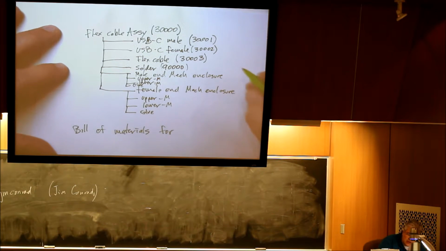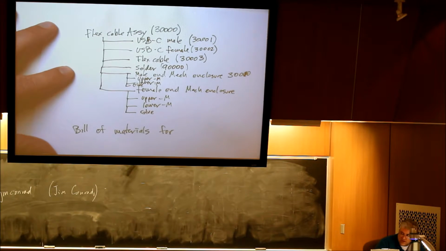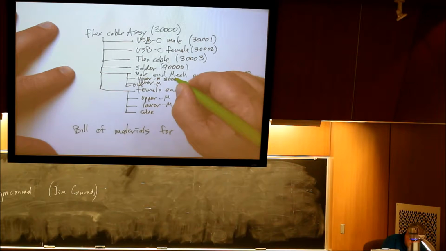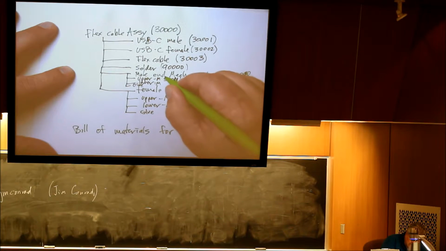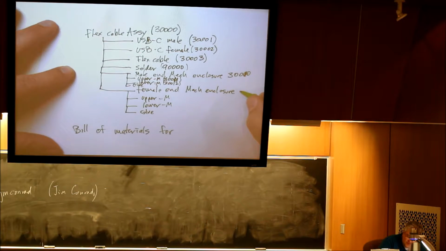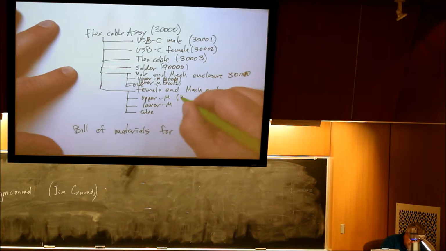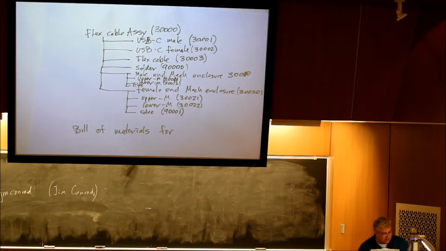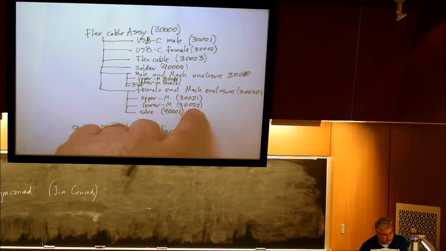We have this upper male enclosure, which for grins, I'll call 3010, which is made up of the upper part, 30011, 30012, and then the female end of the enclosure, which I'll call 3020. This will be 3021, 3022, and again, glue is a general stuff, and so that will be my part number 9001. Sorry, this is 3002, it's not 3000.